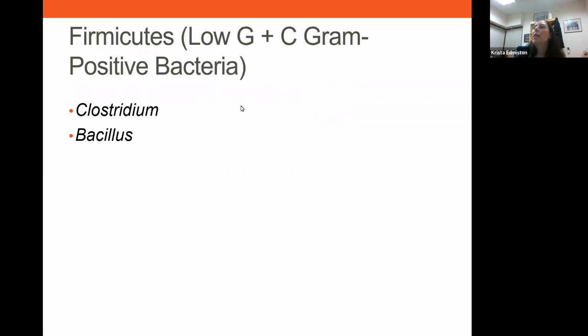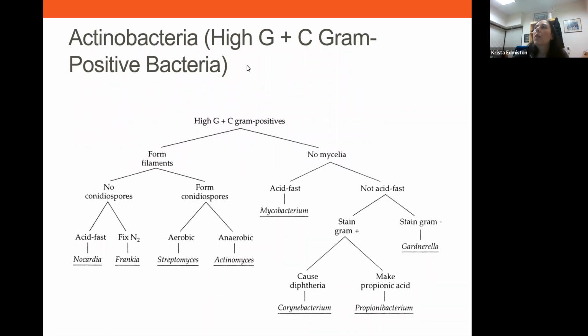The low GC include two important ones that are pathogenic or potentially pathogenic: the Clostridium, like Clostridium botulinum, our lovely botulism, or Bacillus anthracis, like anthrax. Then our high GC bacteria have another kind of classification system. Do they make spores, do they not, are they aerobic versus anaerobic? And then we've got a couple of classes on there. Do they fix nitrogen, etc.